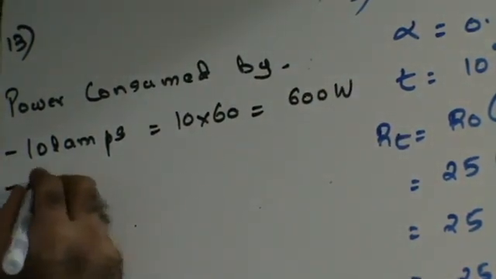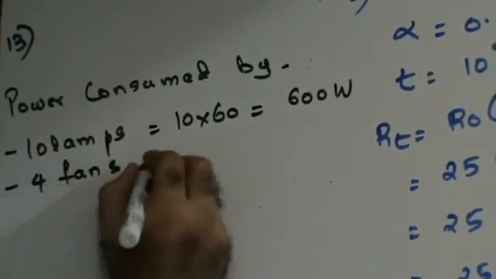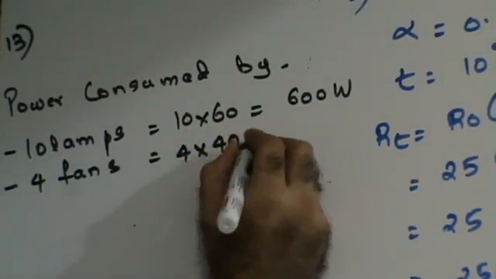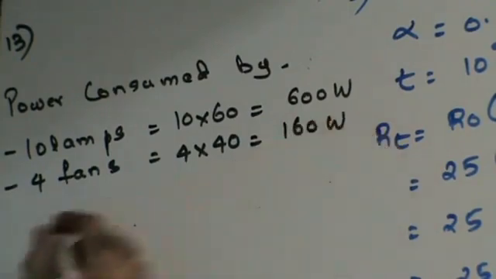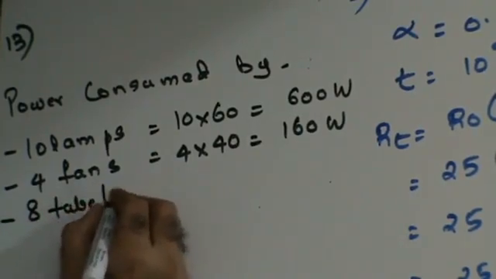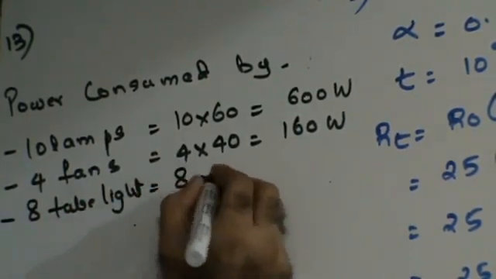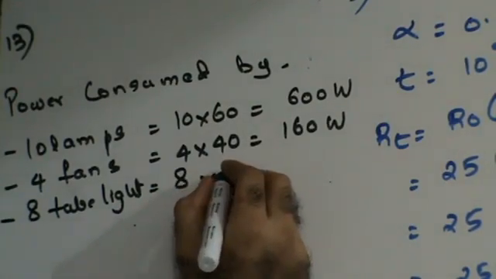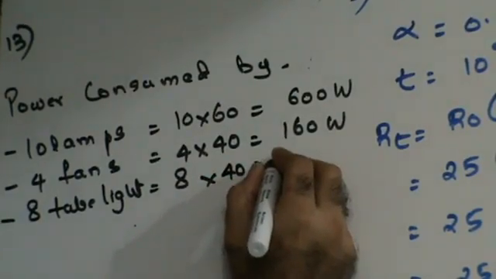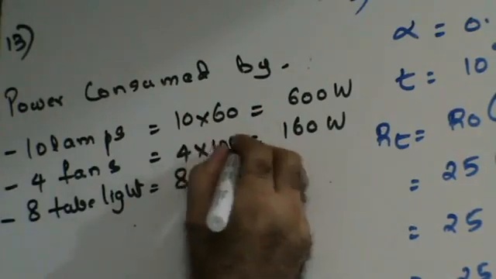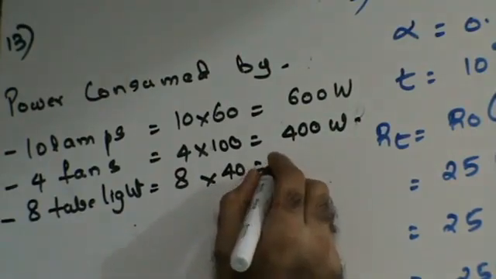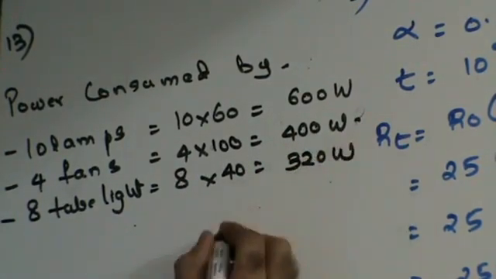Then you have 4 fans. Each fan is consuming 100 watts, so that is 400 watts. Then it has got 8 tube lights. Each tube light consumes 40 watts, which is going to be 320 watts, right?